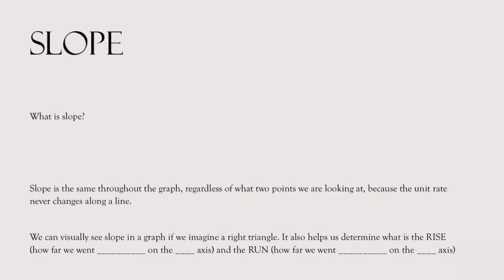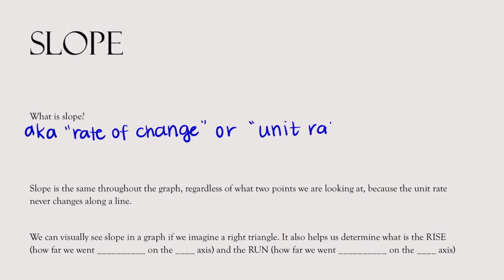So let's talk about what slope is exactly. Slope is another word for, so we could also call it, the rate of change, or we could call it the unit rate. And basically all it does is it represents how steep a line is. Like I was saying with the skier example, that steepness would be my slope, right?